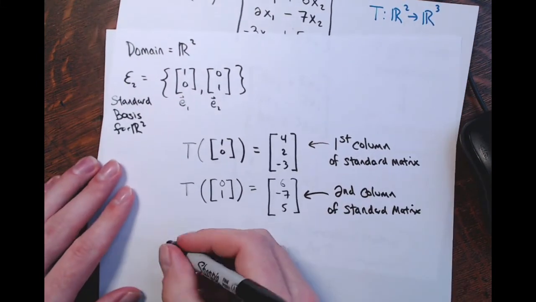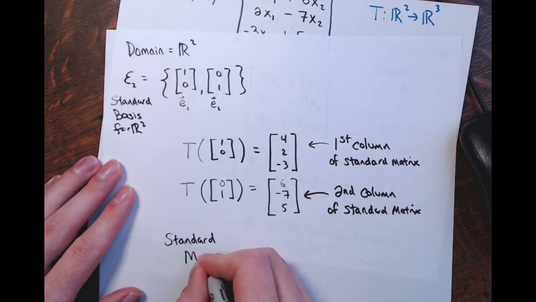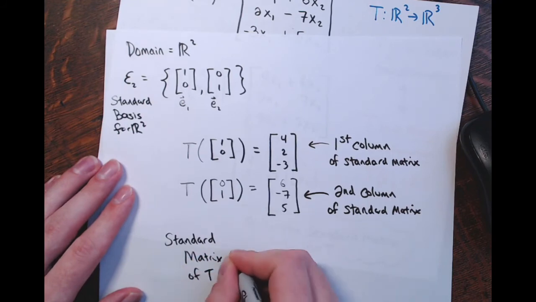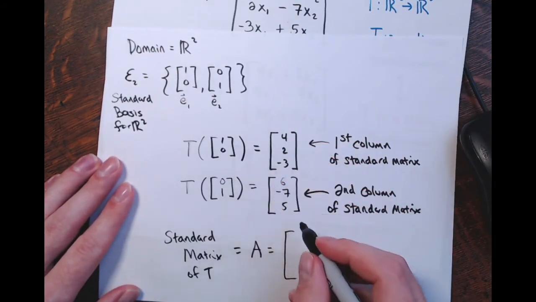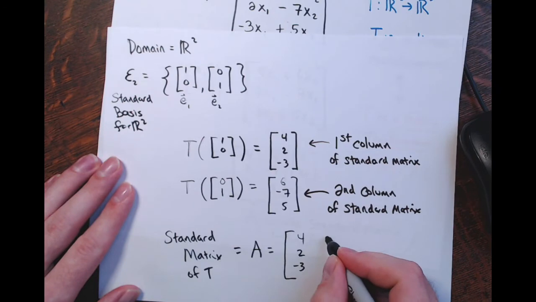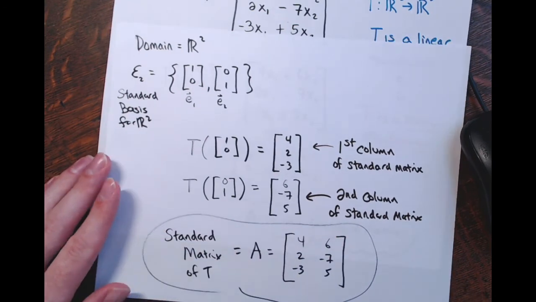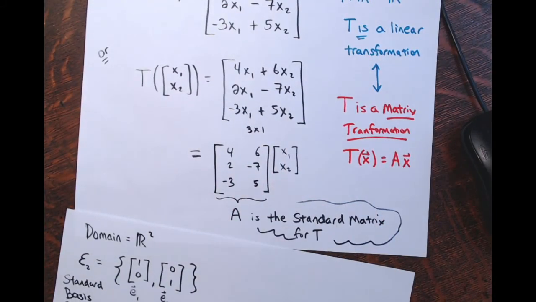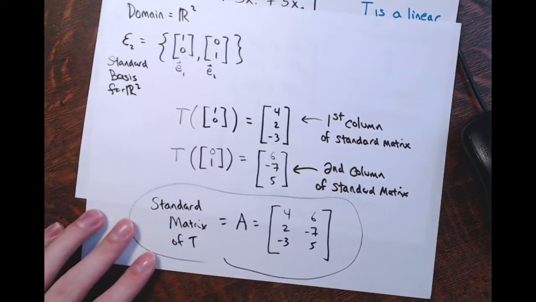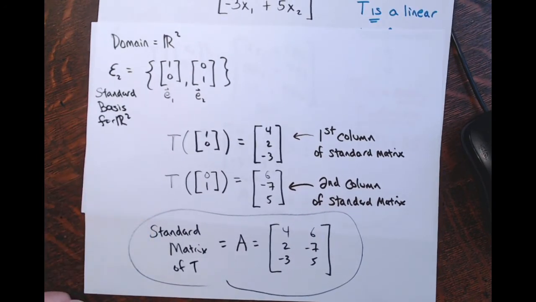So the standard matrix of this transformation T, which I'll call A, has a first column of (4, 2, -3) and a second column of (6, -7, 5). And there we go, and that's exactly what we got earlier, just pulling out the variables, writing like a coefficient matrix. All right, so this is just an alternate method for finding the standard matrix of some transformation.